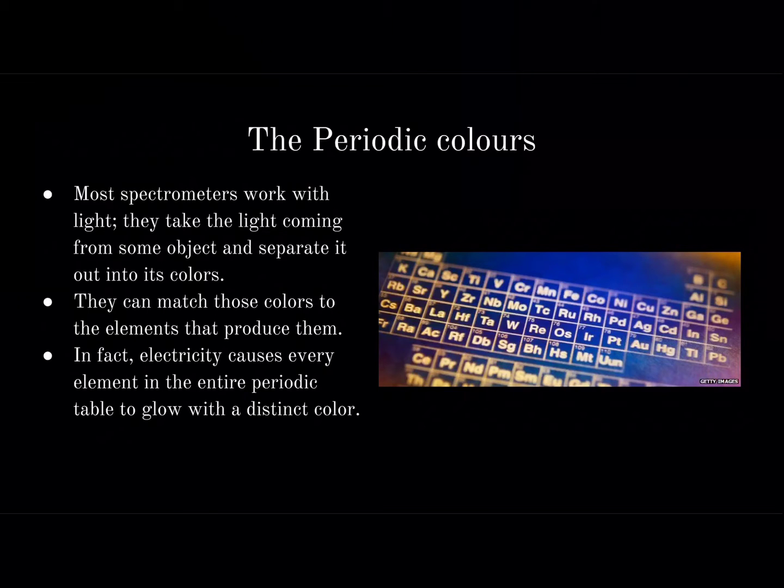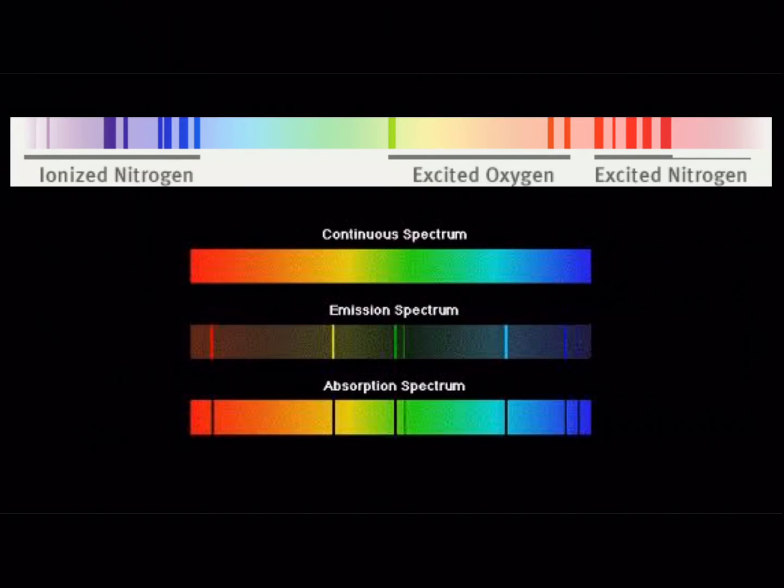In fact, electricity causes every element in this entire periodic table to glow with a distinct color, like argon blue and helium pink. The particular series of colored lines that you get out of any specific element is called the element's atomic spectrum or emission spectrum. This is the slide of the different spectrums.